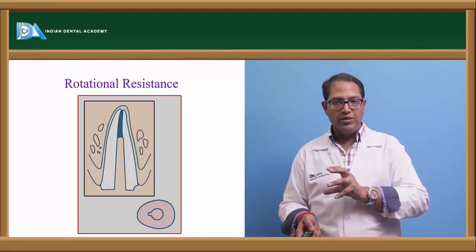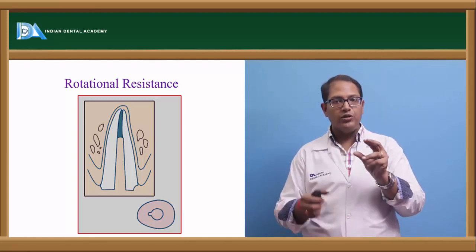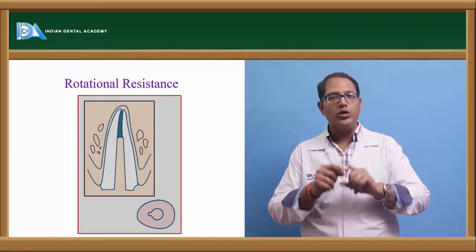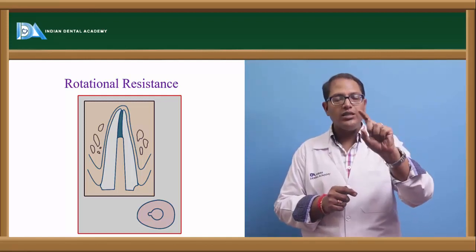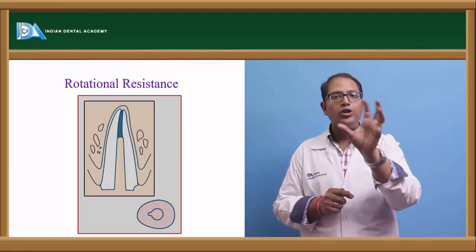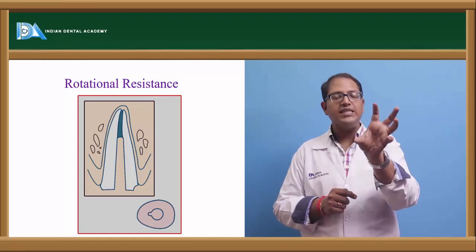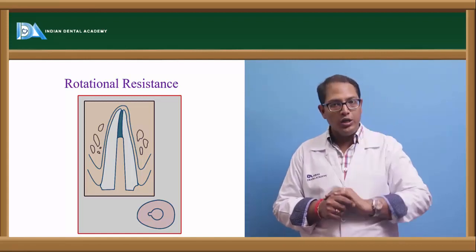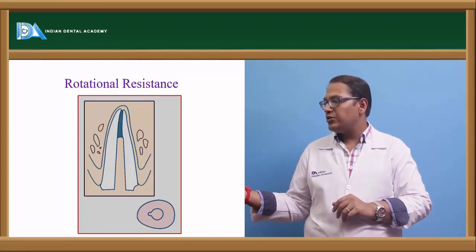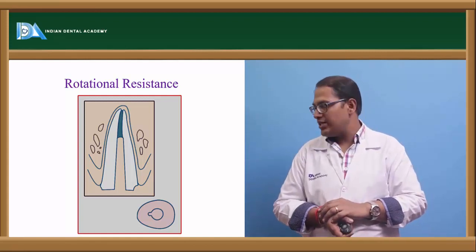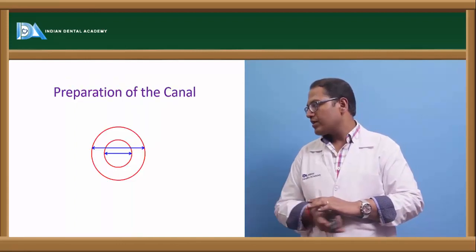Like when we are fitting a bulb, we know that there are two pins on the bulb which we have to fit into the slots in the holder. Then the bulb will not rotate over there. So it is fixed in one particular place when we are putting it in a holder. A similar characteristic is advocated as anti-rotational resistance in the post and core.